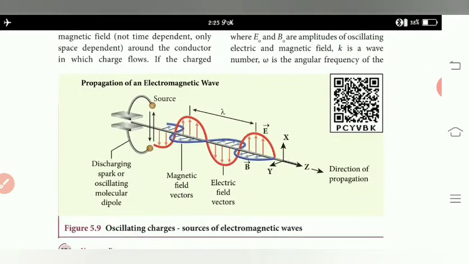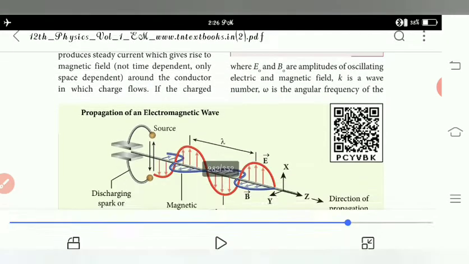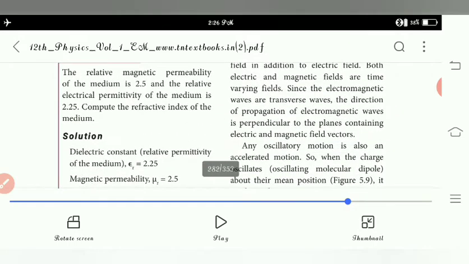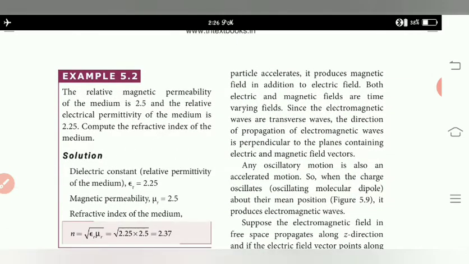Look at the picture. There are two plates acting as a capacitor. The capacitor is discharging through a spark, forming an oscillating dipole. The accelerating charge produces a magnetic field in addition to the electric field. Both electric and magnetic fields are time varying fields.